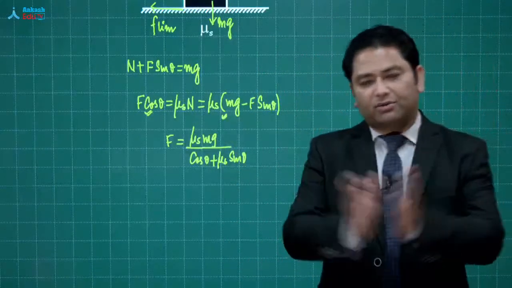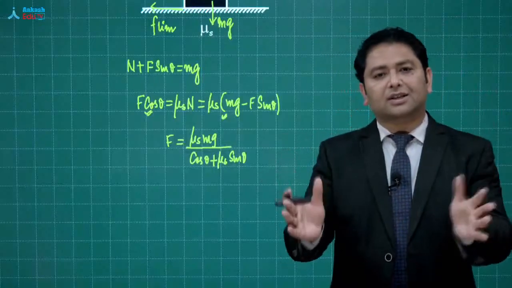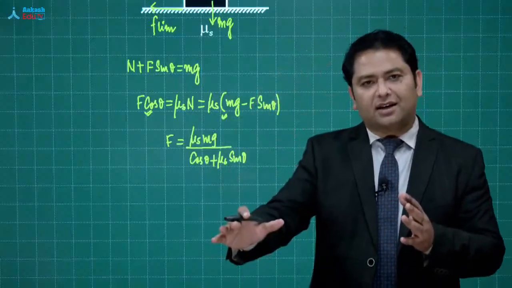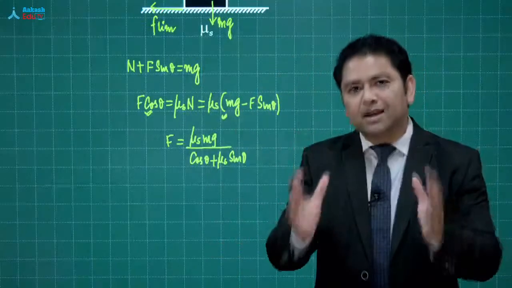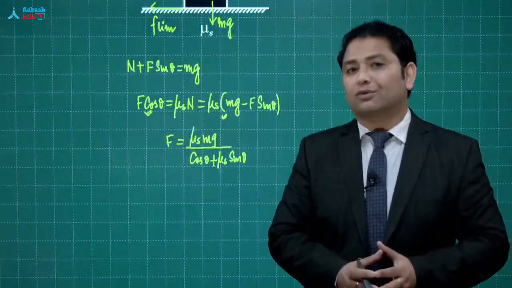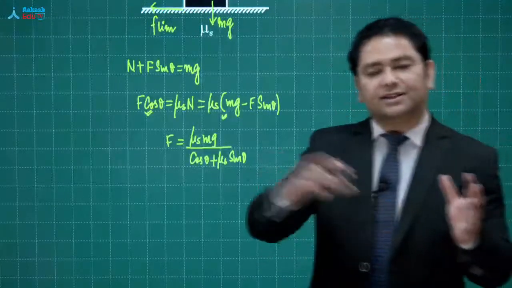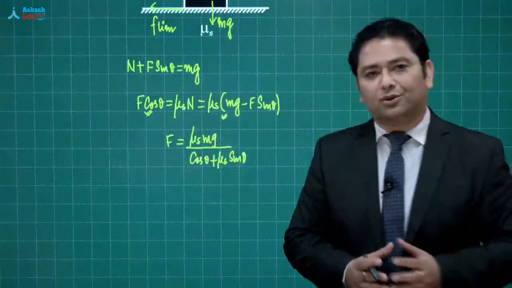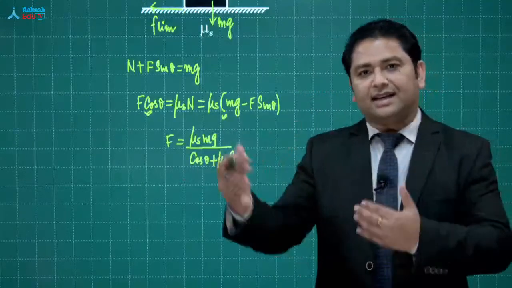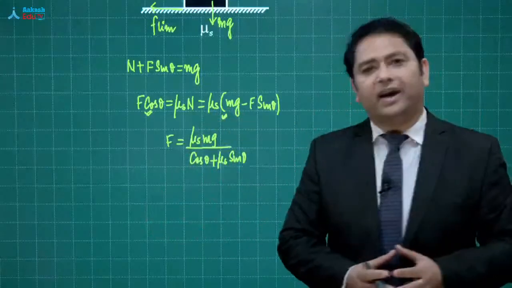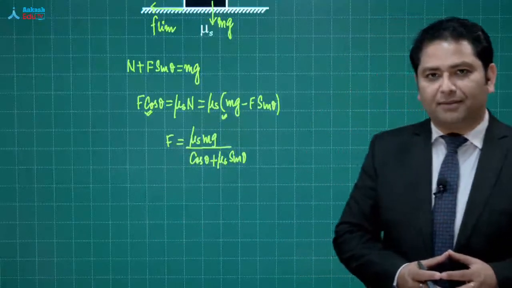But there is still a big question. The theta is not given. And out of all values of theta, we need to find the minimum possible force so that the block will move. Theta is not given. We simply assume, okay, let's apply the force at theta. So the second step is that we need to find that theta where the force applied would be minimum.